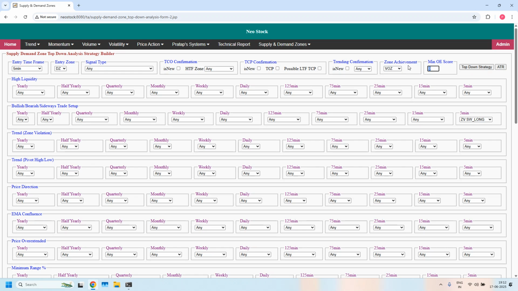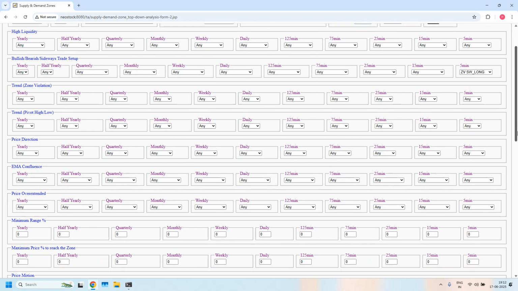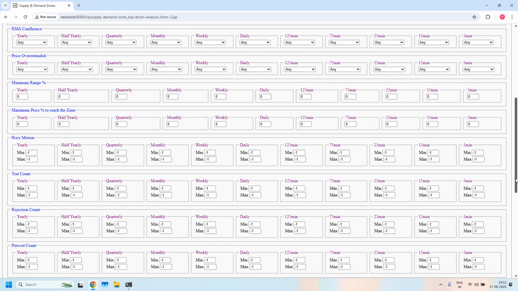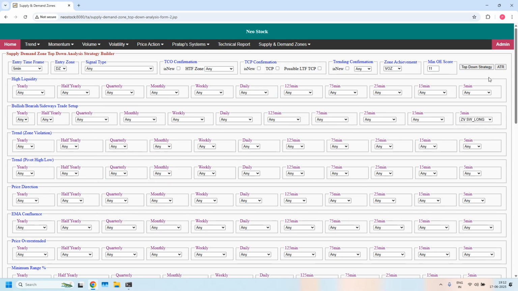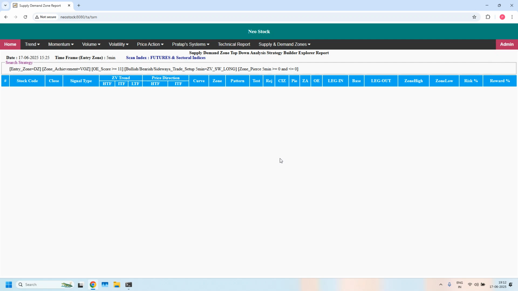Minimum odd and enhanced score 11 for sideways. And also 5 minutes demand zone should not be pierced. So in the pierced count at 5 minutes time frame, minimum value 0, maximum value 0. So with these filters, we did not get any stocks. So no stocks are supporting sideways long trade setup.